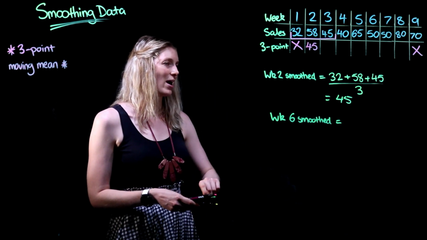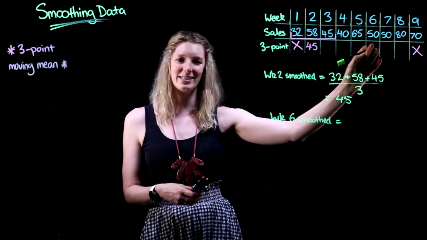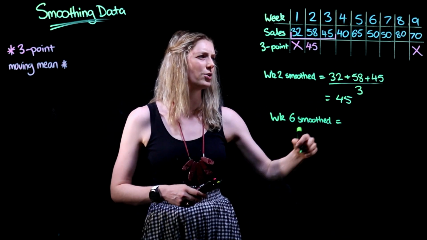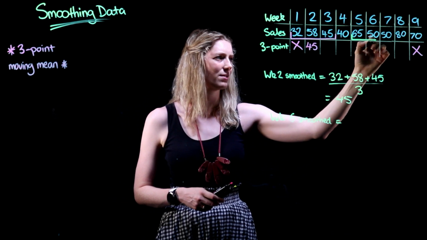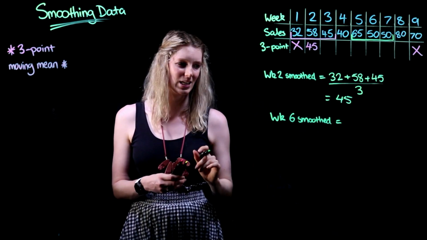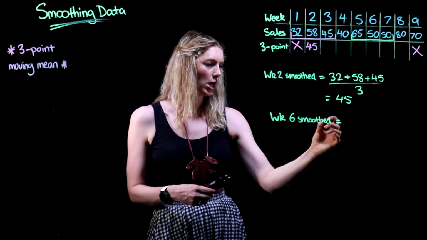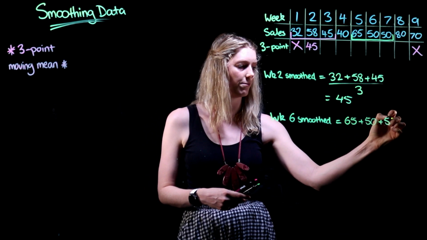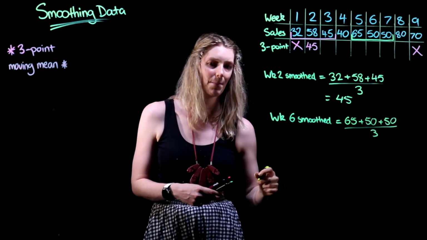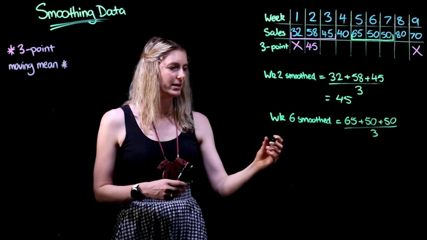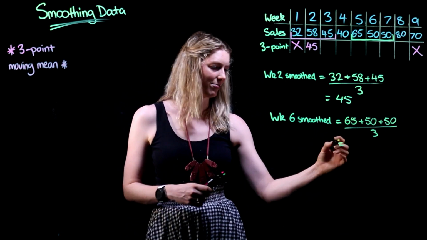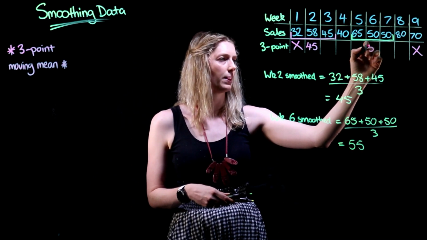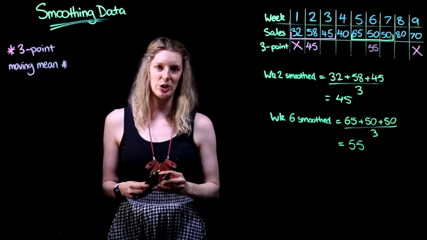So having a look for our week 6 smoothed, I can find week 6 here in my table of values. So 6 is going to be my middle value. I'm also going to use weeks 5 and week 7 when calculating this smoothed value. So to calculate this average, I'm going to go 65 plus 50 plus 50, and I'm going to divide all of that by 3. And I can see that that will give me an average value of 55, which I can then go ahead and place in my smoothed values.